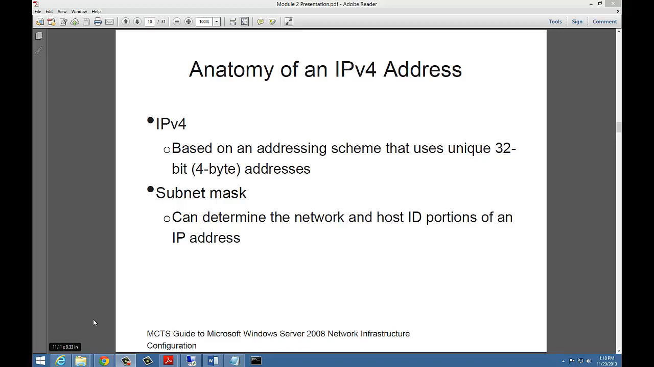You can continue using version 4 on the inside of your network for as long as you want, because you'll probably not go more than 4 billion addresses in your home or business. But on the outside, we are quickly moving to version 6. A subnet mask can determine the network and host portion of an IP address.